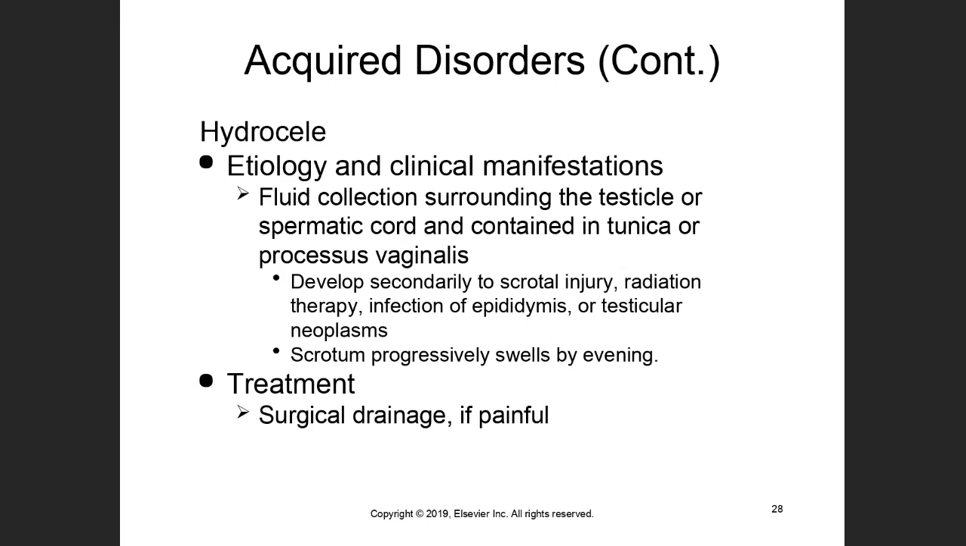Hydrocele is a fluid collection surrounding the testis and spermatic cord, contained in the tunica and processus vaginalis. That's hydrocele. It's basically accumulation of fluid, especially right there in the processus vaginalis. Tunica vaginalis, that's another name.